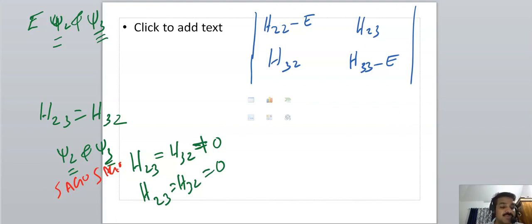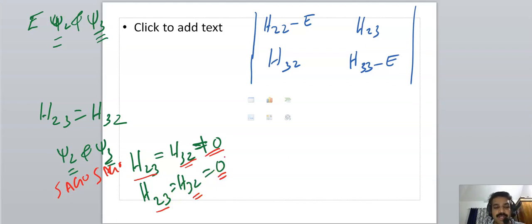Sometimes a SAGO is itself a SILC, like psi 1. Psi 1 is itself a SILC. Here also we want to check whether psi 2 and psi 3 themselves form SILCs. How do we check? If they interact, then they are not SILCs, and we have to consider the linear combination. If they do not interact, they themselves form SILCs. If they interact, then H23, equal to H32, is not equal to 0. If they do not interact, then H23 is equal to H32 is equal to 0.